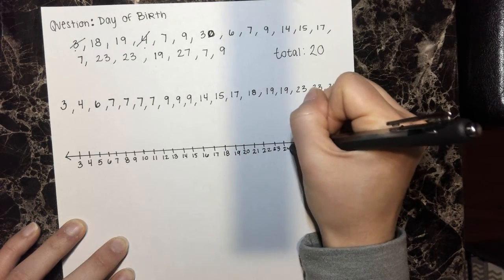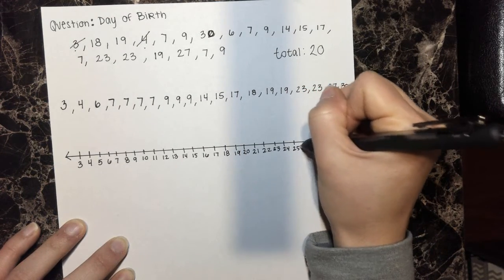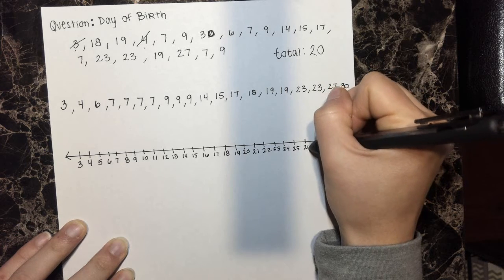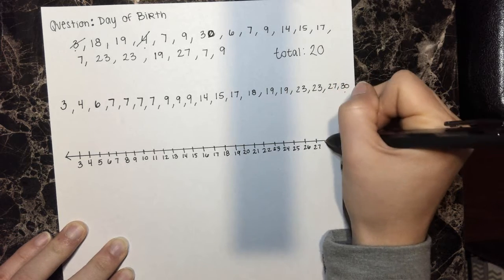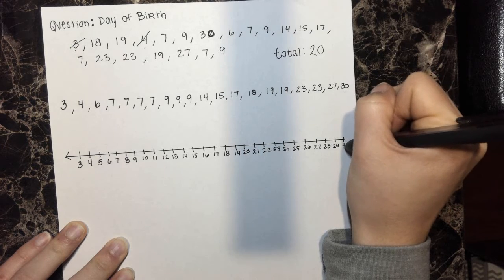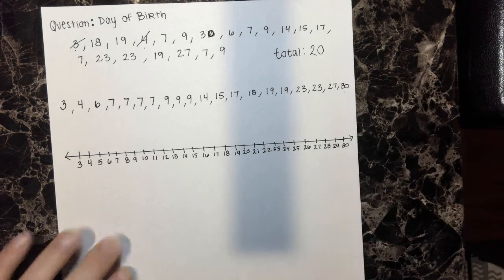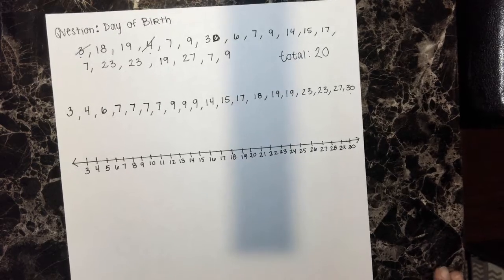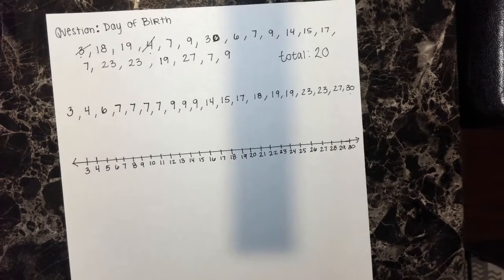You're going to go all the way until you get to 30 because that is our highest number. Mine barely fits. Hopefully yours fit if we write neatly. If not, redo it real quick. It's okay. Just write them really small. It's okay if they're bunched together. There's a wide variety of numbers here.